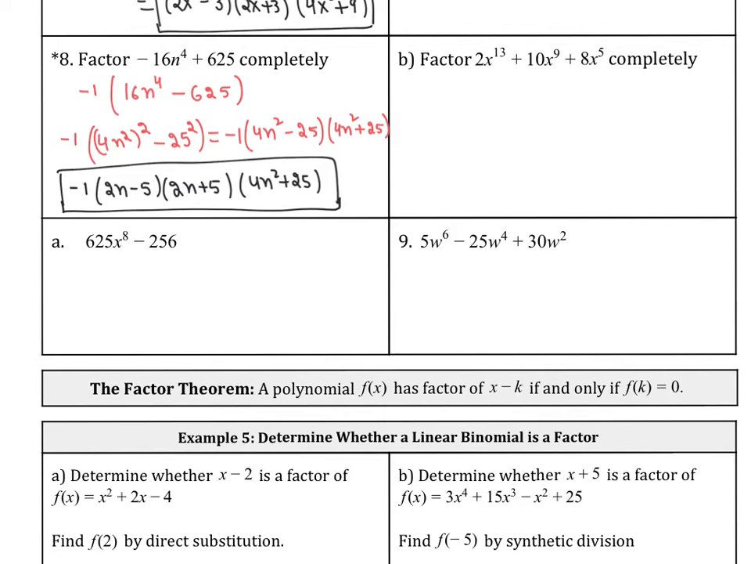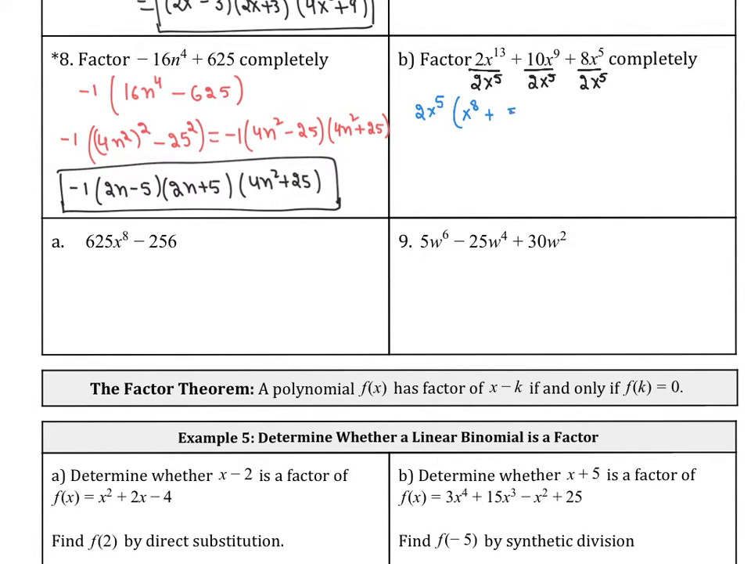Factor 2x to the 13 plus 10x to the 9 plus 8x to the 5 completely. The common monomial for this one, if you look at the variable, is x to the 5, which is common in every term, and 2 is also a factor of every term. So the common monomial is 2x to the power of 5. You're going to divide each term by 2x to the power 5, taking out 2x to the power 5 or factoring it out. Here you are left with 13 minus 5, which is going to be 8.